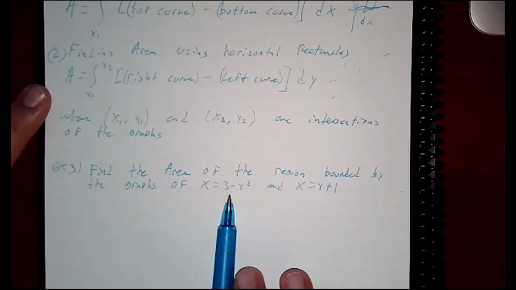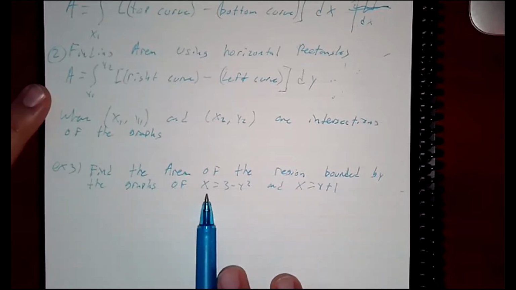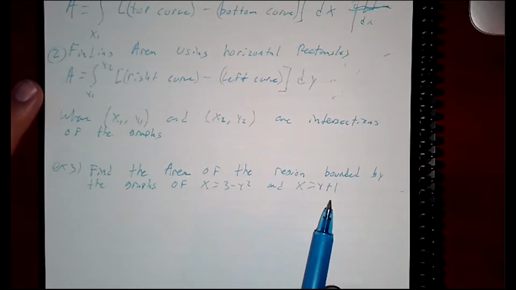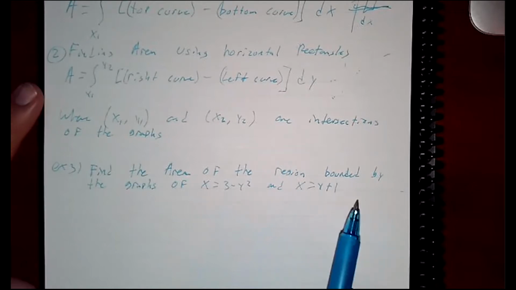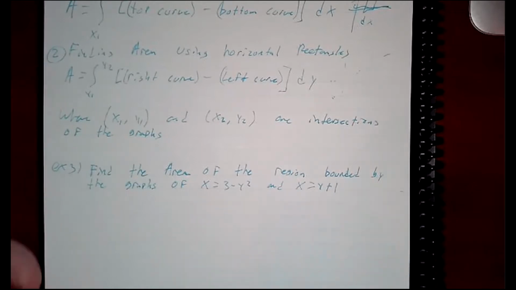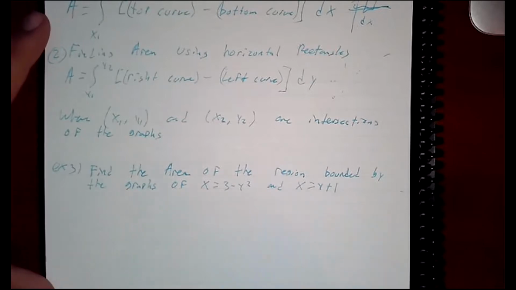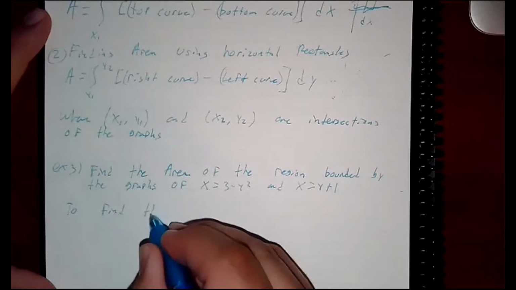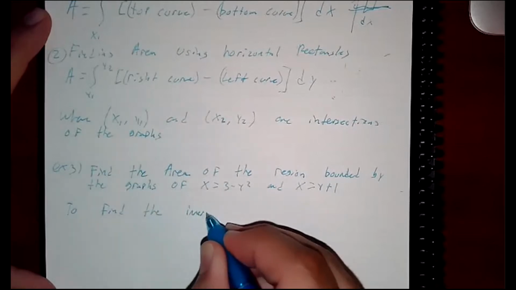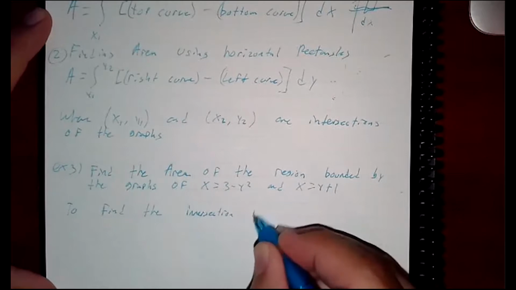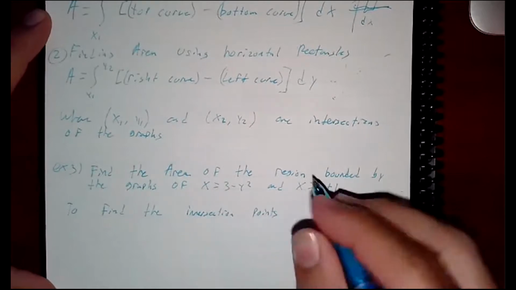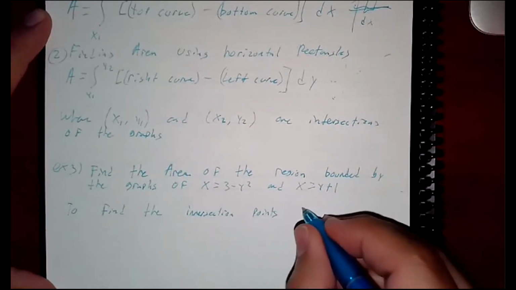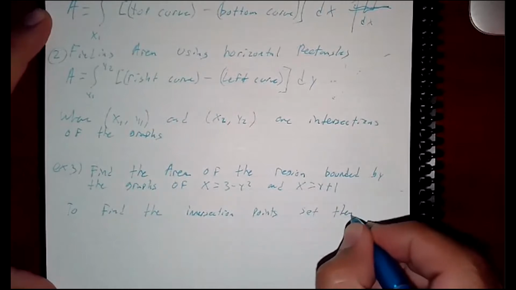This one is obvious because they solved it for us. But sometimes they're not going to do that. You're going to have to graph it yourself and then find the intersection points. If you did not have a grapher, let's say you did it all by hand, you would have to set these equal to each other to find intersections. So to find the intersection points, set them equal to each other.